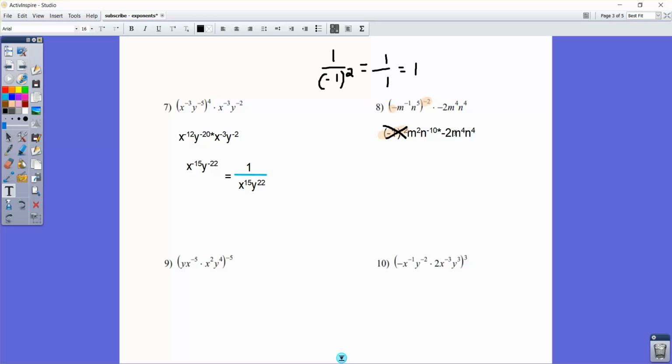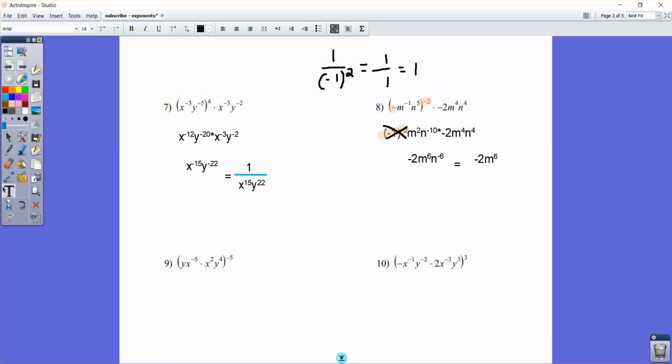We have m to the second, we have m to the fourth, that's going to be m to the sixth. We also have that negative 2. Let's write that first, that negative 2 out here. We'll write that first. M to the sixth, and then we have n to the negative sixth, right? Because negative 10 plus 4 is negative 6. So with that, we have one exponent that needs to move into the denominator, move downstairs. We have two parts of the base that will stay upstairs. So negative 2m to the sixth.